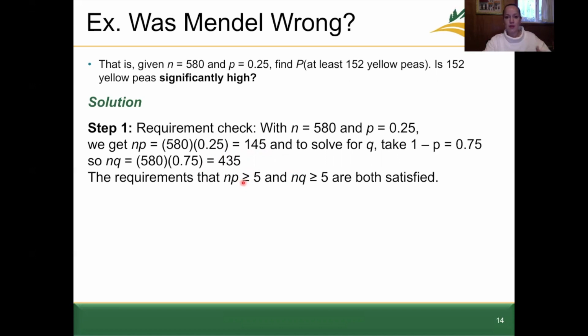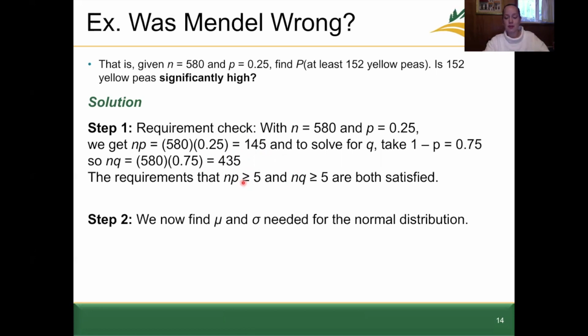So we've determined that we can use a normal approximation for this binomial probability distribution. So step number 2 is finding our approximate population mean and our approximate population standard deviation. To set this one up, our mean, or mu, is equal to n times p. So that's 580 multiplied by 0.25. That's 145. That should be the same value we calculated up here, and it is.